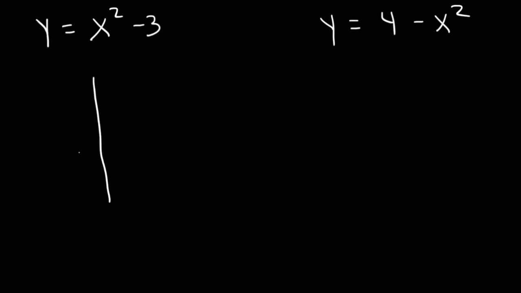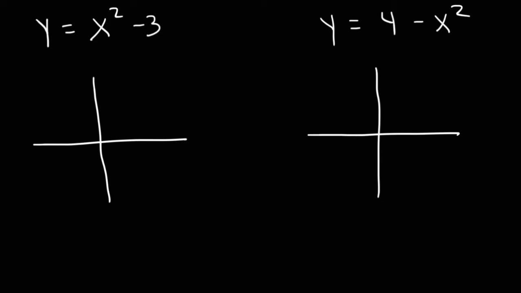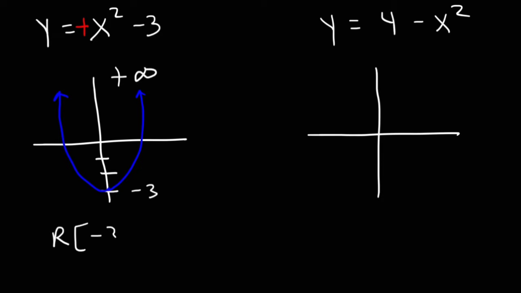Now let's try some other examples. y equals x squared minus 3, and also y equals 4 minus x squared. Once again, for both of these, I recommend graphing the function. For the first one, it's going to be shifted down 3 units, but it's still positive x squared, which means that it opens in the upward direction. So the lowest y value is negative 3, the highest is infinity. Thus, the range will be from negative 3 to infinity, and it includes negative 3 because if you replace x with 0, y will be equal to negative 3.